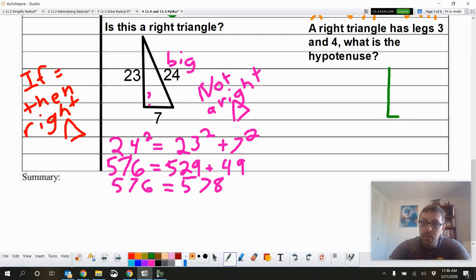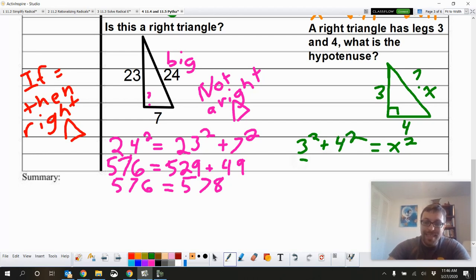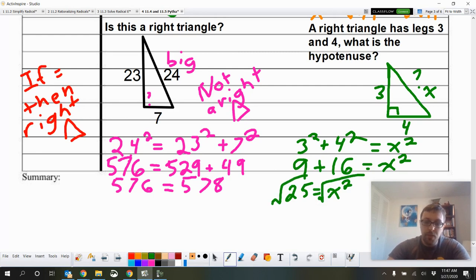So all we gotta do is just draw it ourselves. So it's got 2 legs. They told me it was a right triangle. So we've got 3 and 4, and I want to know what this is. So that is our hypotenuse. So x squared. We get 3 squared plus 4 squared. We get 9 plus 16 equals x squared. We get 25 equals x squared. We square root both sides. We do get a plus or minus, but we're just going to use the positive case. And we get, ooh, a nice number, 5.